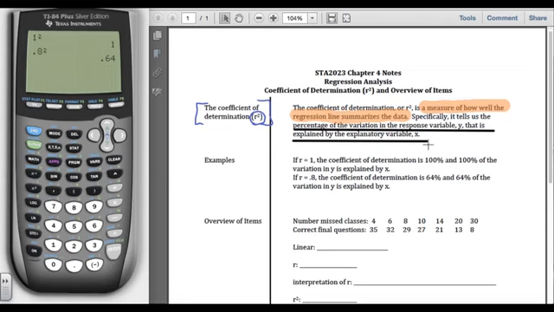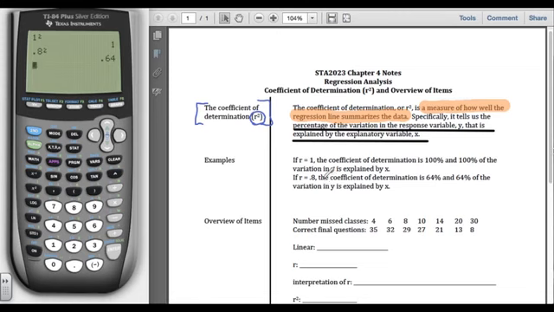Your calculator can calculate this, as we'll see in a bit. You can also calculate it if you have R. Just a couple of examples before we do an overview. If R equals 1, the coefficient of determination is 100%, because 1 squared, 1 times 1, is 1, and 1 as a percentage is 100%. So we would say 100% of the variation in y, that vertical movement in y up or down, is explained by the x, the explanatory variable.